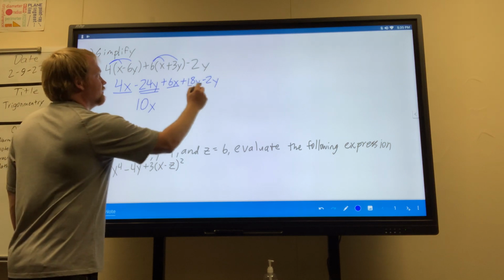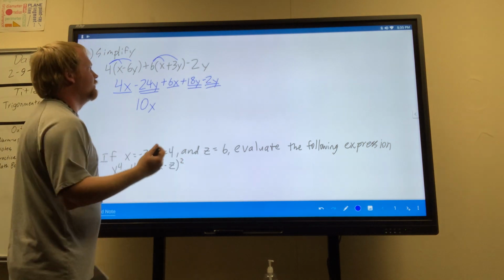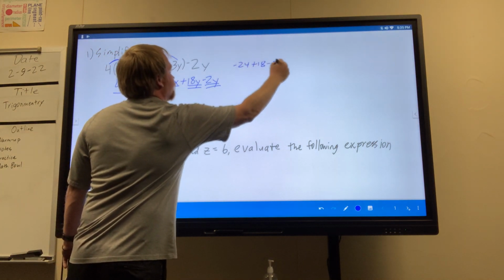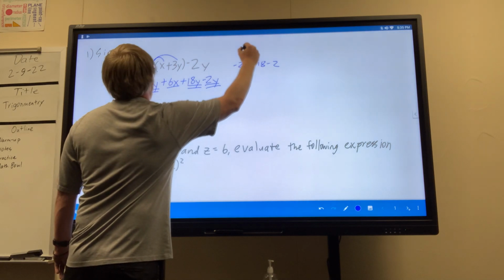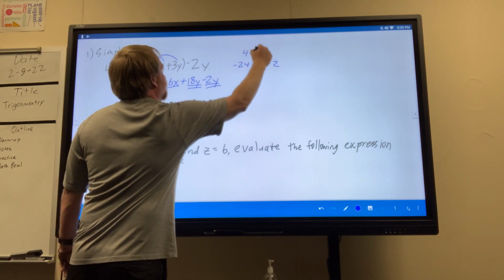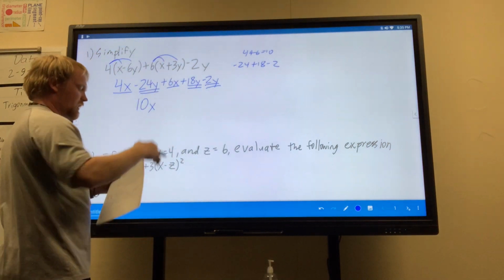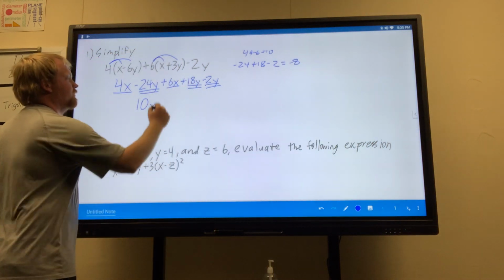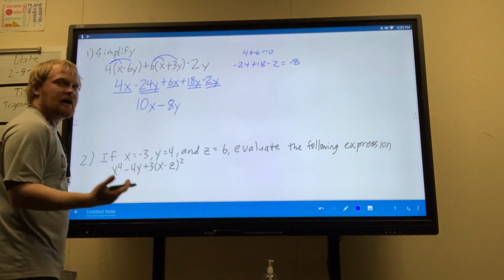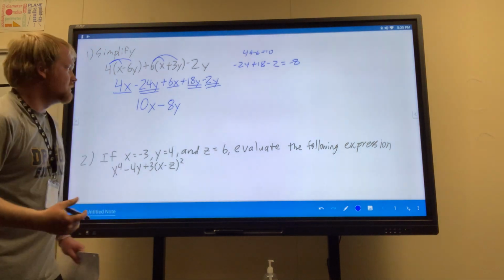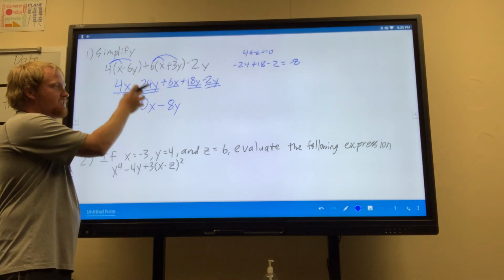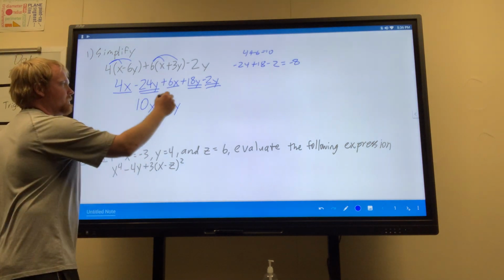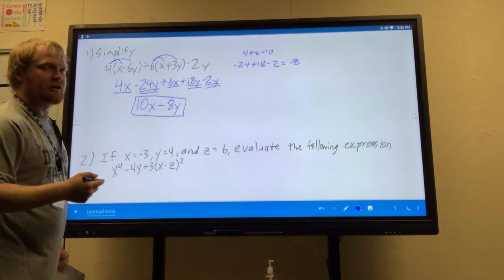And then for each y, I want to combine them by saying negative 24 plus 18 minus 2, and for the x's, I'm doing 4 plus 6, by the way. So negative 24 plus 18 minus 2 is going to give me negative 8, and they're y's, so I have negative 8y. Now I can't go any further because, again, the quarters and nickels are not the same thing. So this will be my answer.